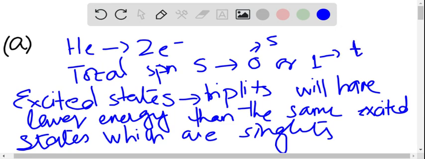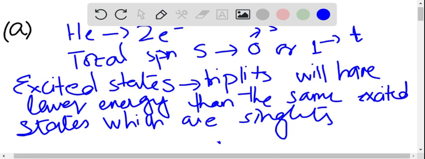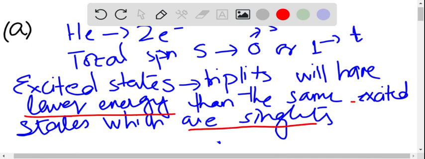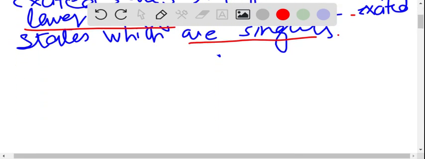Fine. So according to the Hund's rule, excited states which are triplet will have a lower energy than the same excited states which are singlets. Fine. So then moving on, we have part B.